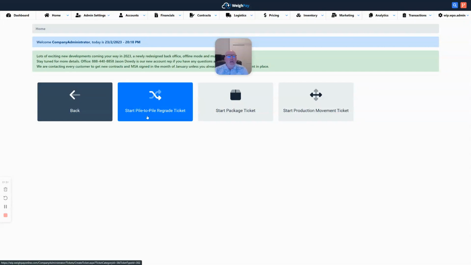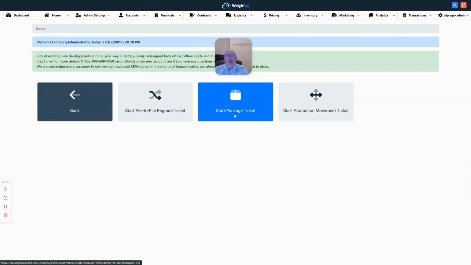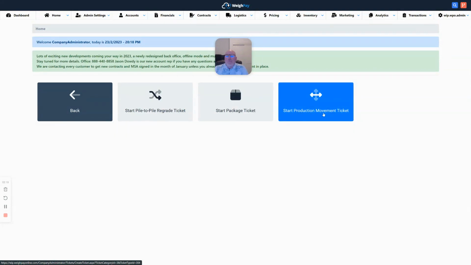These tickets are pile-to-pile regrade. What that means is that we're going to move inventory from product A to product B, or from products A and B to products C and D. So it's a one-to-many, many-to-one, whatever you want, and it is primarily tracking the weights. We can start what we call a package ticket. This would be where you're shipping or building inventory barcoded packaging, or you can go to production movements.